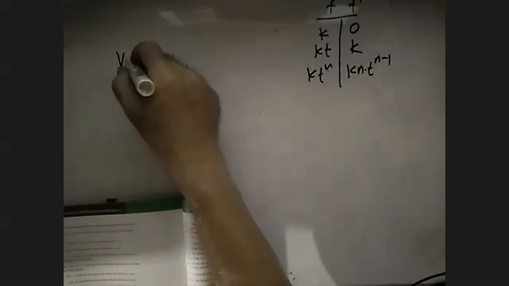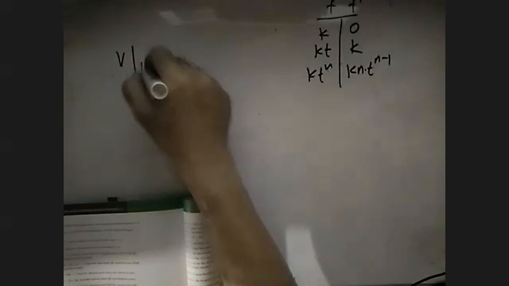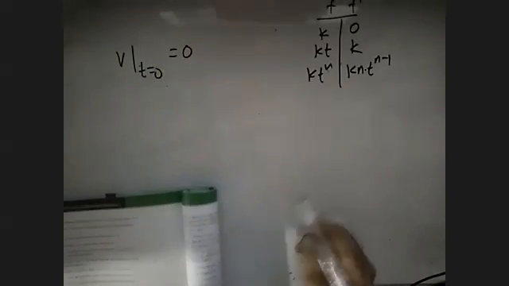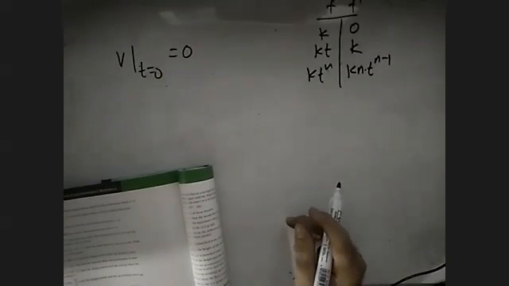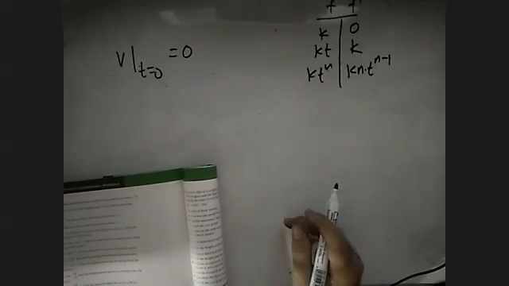Question 17. A car is accelerating from rest. At time t seconds after starting, the velocity v is 6t minus half t squared. Find the velocity of the car 6 seconds after starting. So, a car is accelerating from rest means v when t equals 0 is 0. Actually, we don't need to have this because the velocity is already given.